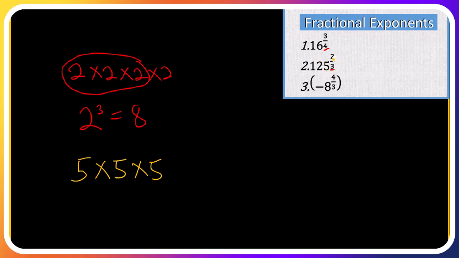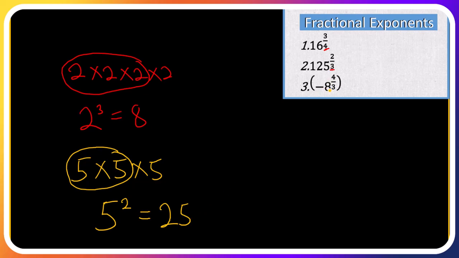Let's consider the numerator 2. Meaning we need twice of these numbers. 5 by 5, and in exponential form we have 5 raised to the power 2, and our result is 25, meaning 125 to the power 2/3 gives us 25.